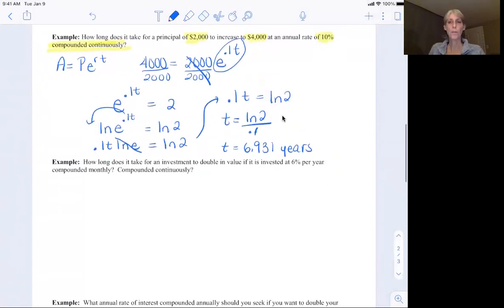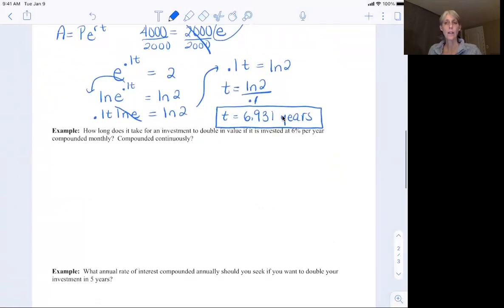And for the most part, I'm just going to say, go out 3 places, even if it seems like a weird, messy answer, unless they say round to the nearest year. We're just going to use 3 places as our designated rounding spot.